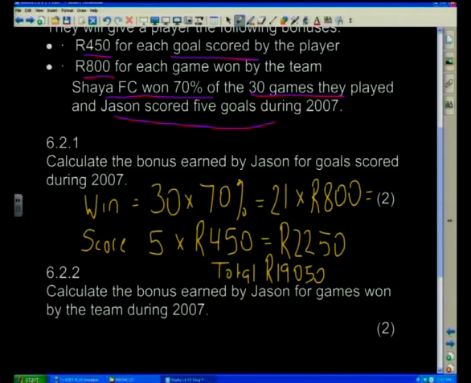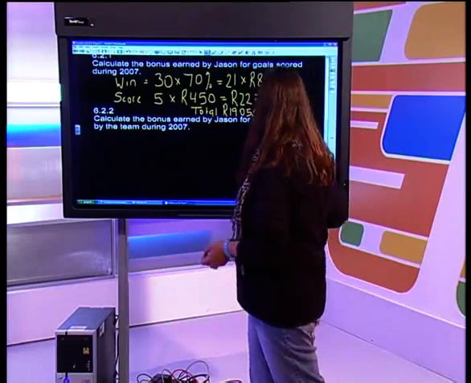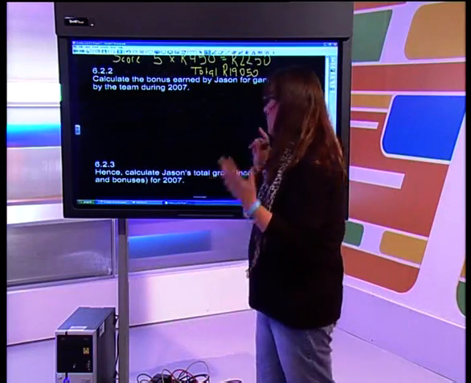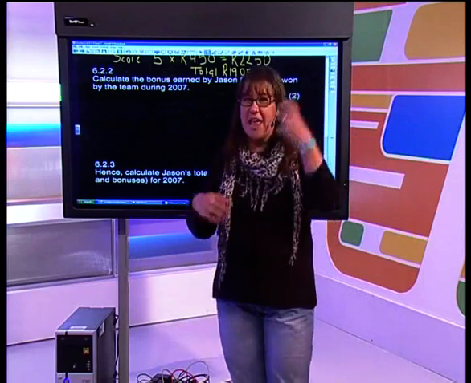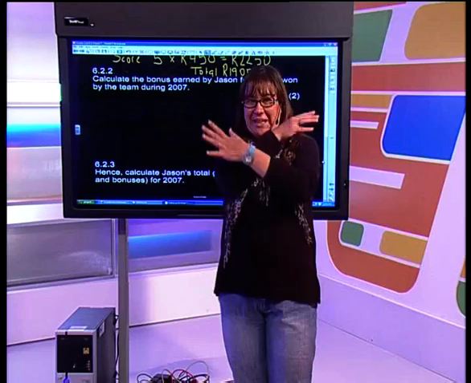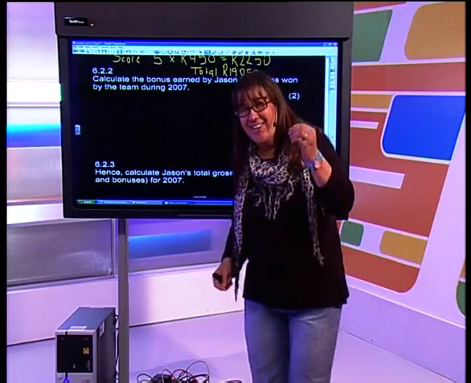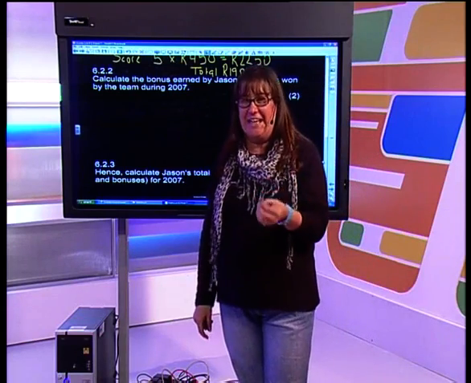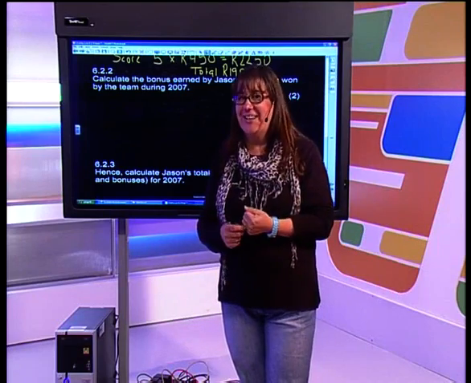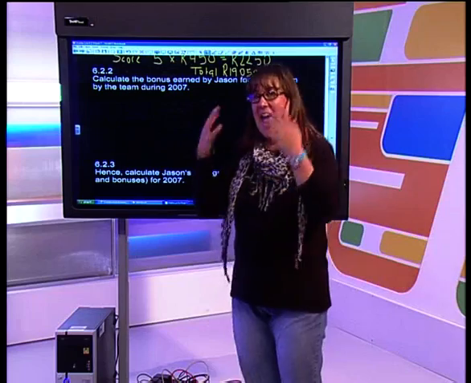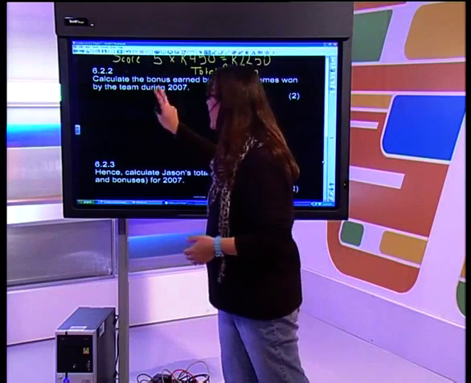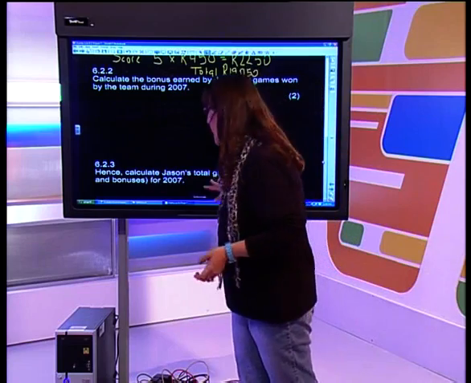Then it says calculate the bonuses earned for the game. The bonus earned by Jason for the games won by the team. Oh, I've just done that. I think I did them both together, and then his total. Hence, calculate Jason's total. I was trying to get everything in before we ended the session, so I went ahead and did the whole question in one rather than breaking it down. And I always tell you guys to read the question carefully. So kind of don't follow my instruction. Read the question carefully and answer the question as they give it to you. But I've done this, calculated the bonus, and now we can calculate his total.